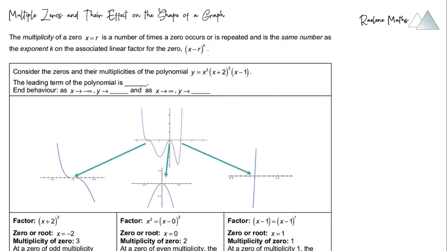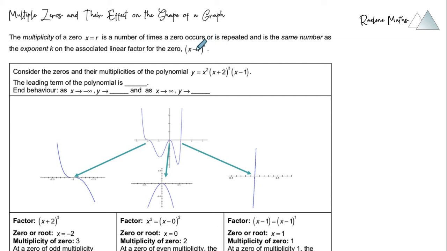Polynomials don't just have linear factors that are raised to the exponent of 1, or zeros that occur once. We refer to the multiplicity of a zero, x equal to r, as the number of times that that zero or x-intercept occurs or is repeated. And the number of times that that zero occurs is the same number as the exponent k on the linear factor that the zero came from. So if x equal to r is the zero, then the factor is x minus r, but it could also be raised to an exponent of k.